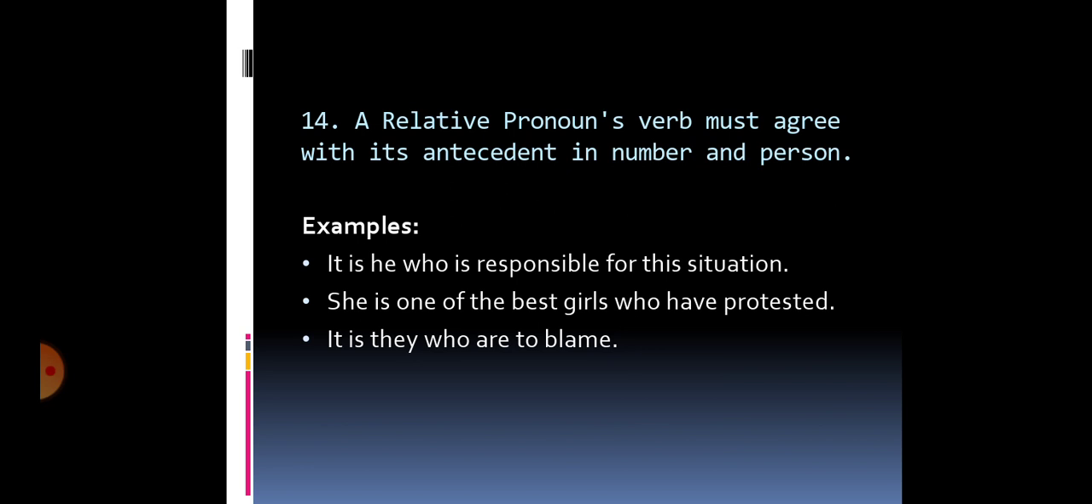Okay. Rule number 14. A relative pronoun's verb must agree with its antecedent in number and person. It is he who is responsible for this situation. She is one of the best girls who have protested. It is they who are to blame.